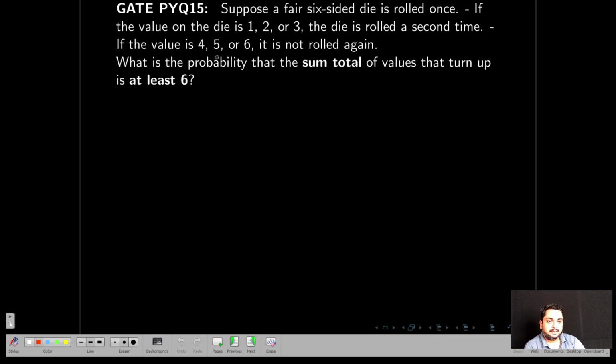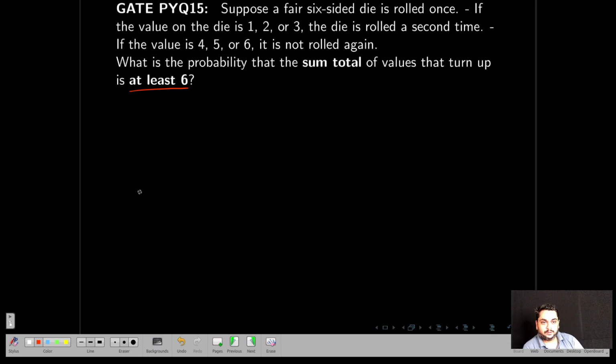Suppose a 6-sided die is rolled once. If the value on the die is 1, 2, 3, the die is rolled a second time. If the value is 4, 5, 6, it is not rolled again. What is the probability that the sum total of values that turn up is at least 6? At least 6, okay, not exactly 6.